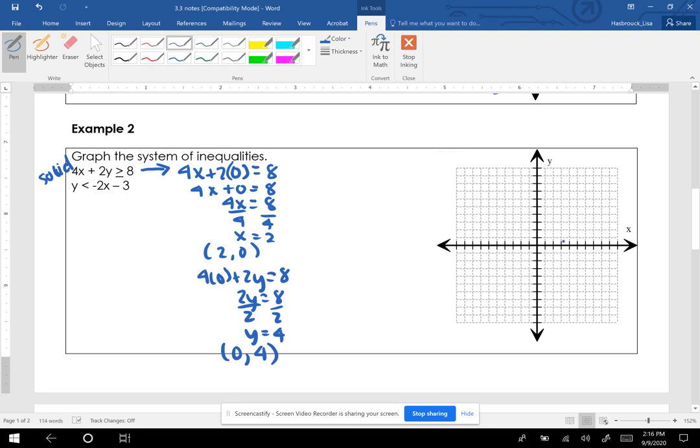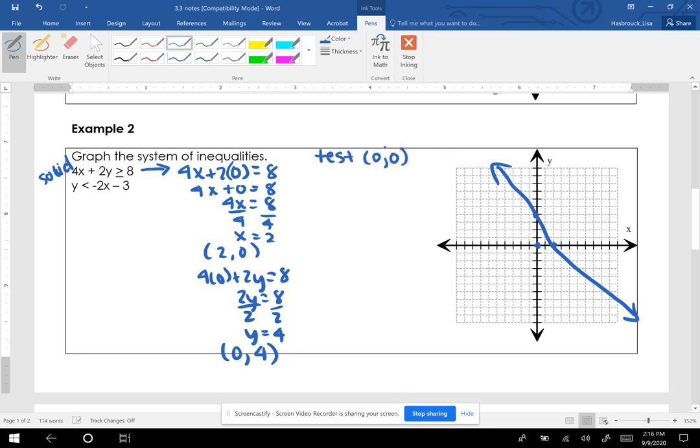So I'm going to plot the x and y-intercept, 2, 0, 0, 4. And then I can draw a solid line through, connecting those. We do, again, have to test a point. I am going to use 0, 0.